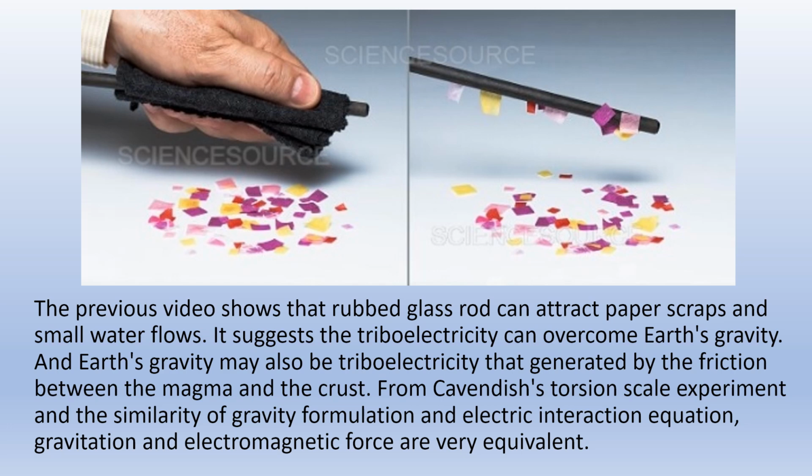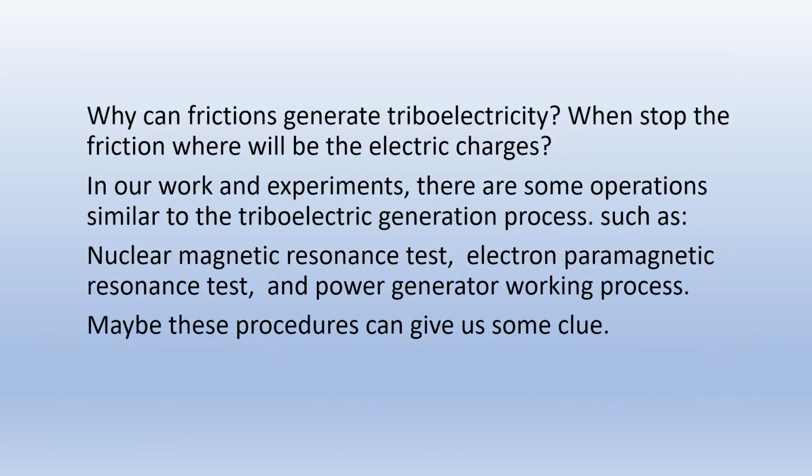From Cavendish's torsion balance experiment and the similarity of the gravity formulation and the electric interaction equation, gravitation and electromagnetic force are very equivalent. Why can friction generate triboelectricity? When the friction stops, where will the electric charges be?